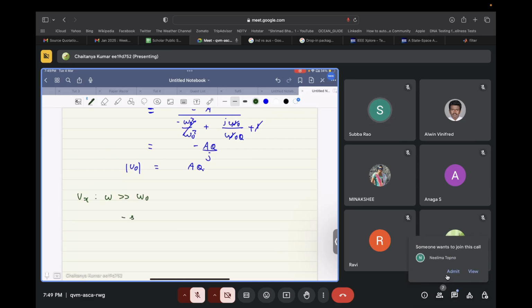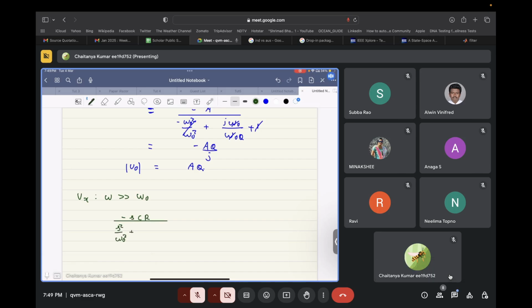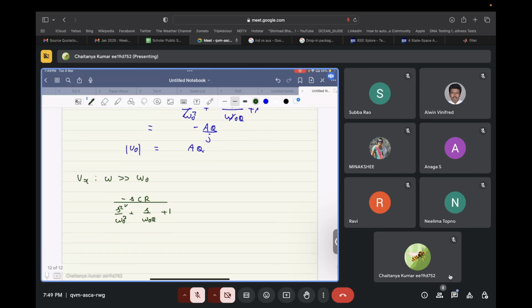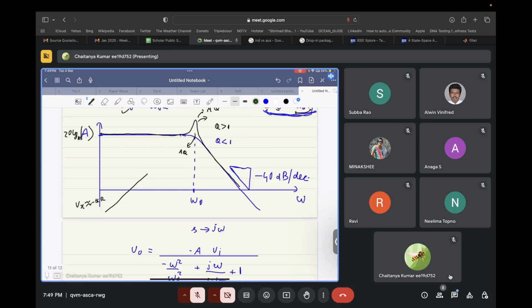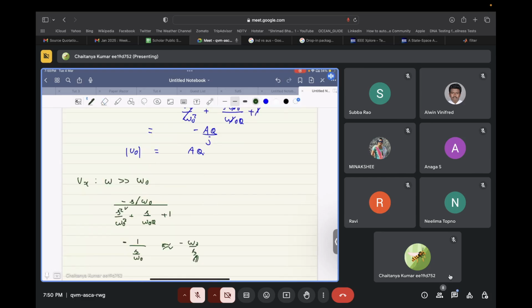We had minus SCR divided by S square by omega naught square plus S by omega naught Q plus 1, right? So only the S square term will dominate at very high frequency. So it will be minus, and CR is 1 by omega naught, so we can write it like that. So it will only be minus 1 upon S by omega naught, which is equal to minus omega naught by S. Now, with what rate will this drop? This will have a first order roll off. What is first order roll off? Minus 20 decibels per decade.